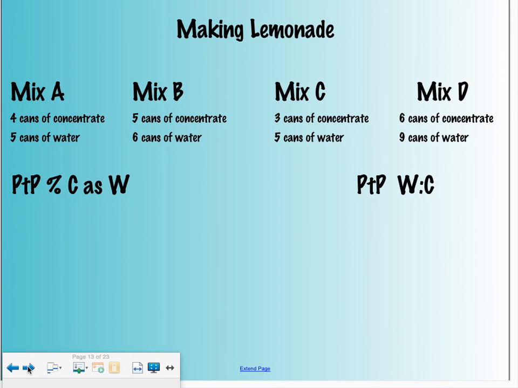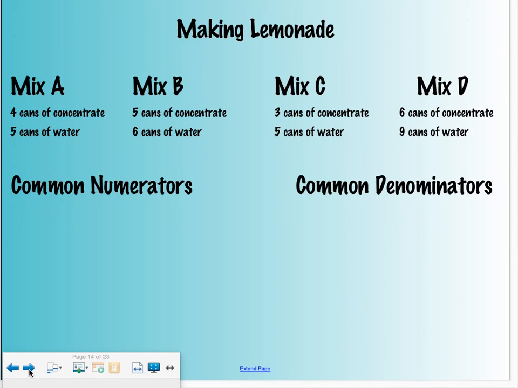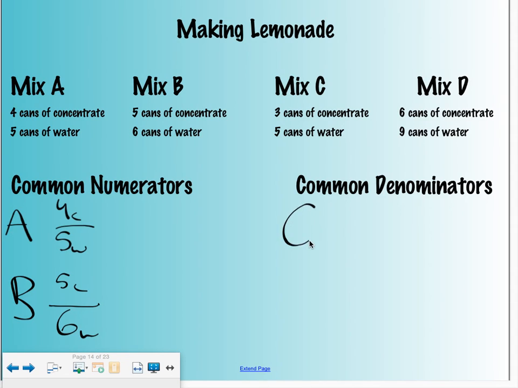Would you like to see part to part or common denominator, numerators or denominators? Common numerator. Common numerators? Okay. So if we have A and let's say it's 4 concentrate to 5 water, and we have B, 5 concentrate to 6 water, and right now I'm just writing part to part ratios. C, 3 concentrate to 5 water, and D, 6 concentrate to 9 water.